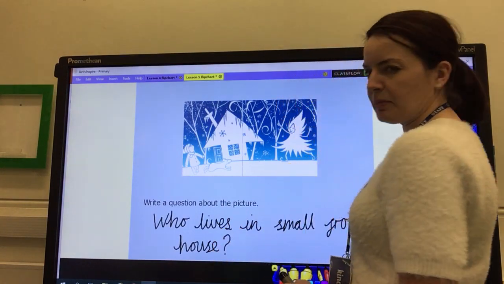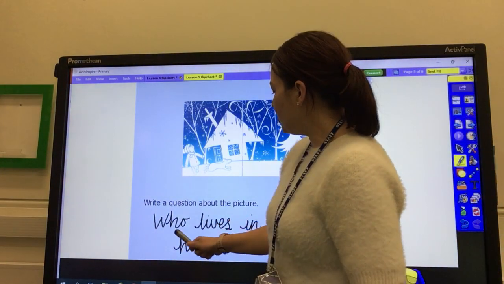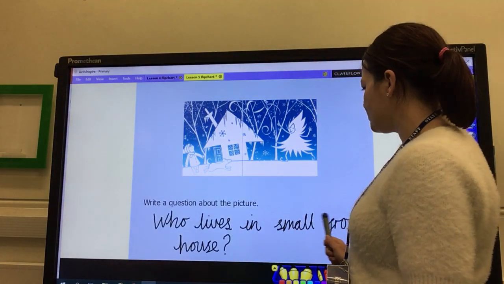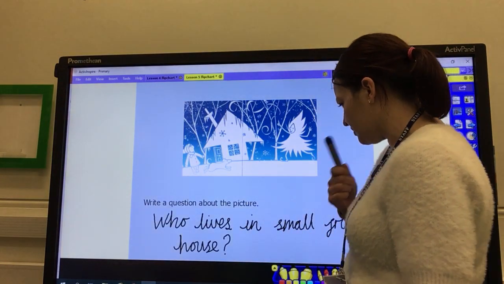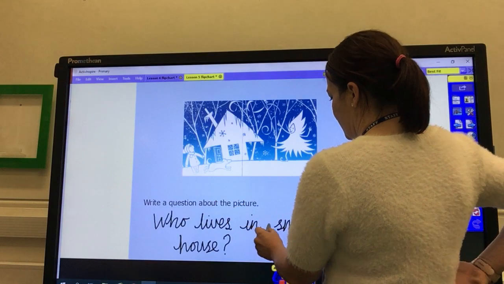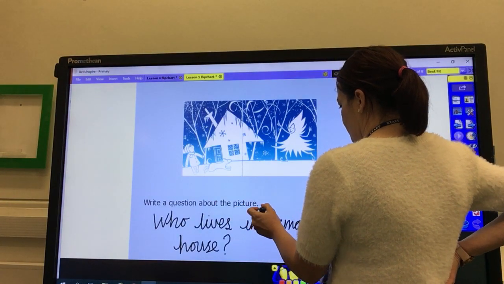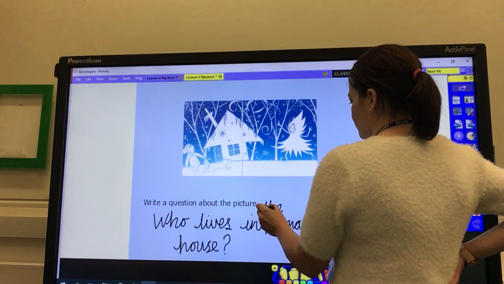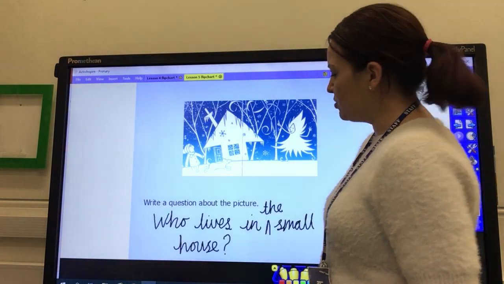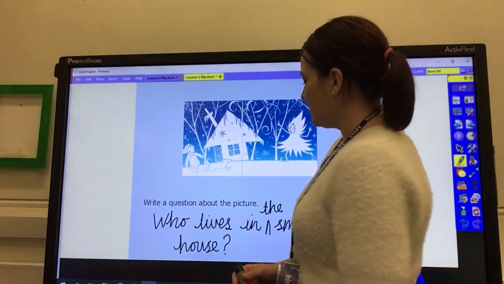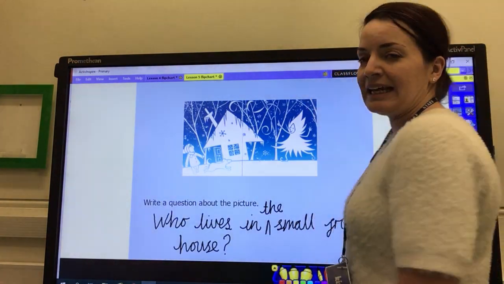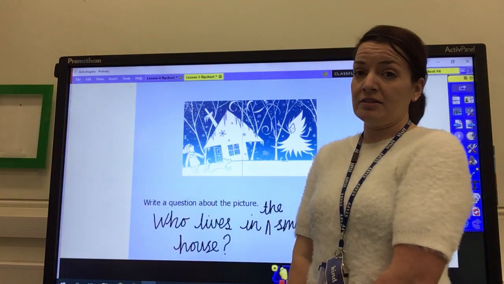Let's read my sentence back and check it. Who lives in small frosty house? That doesn't make sense. What have I done? Oh dear, I've missed a word out. Who lives in the small frosty house? That's why it's really important to read your sentence back to check it makes sense. Now, if you pause the video, you can have a go writing your own question.